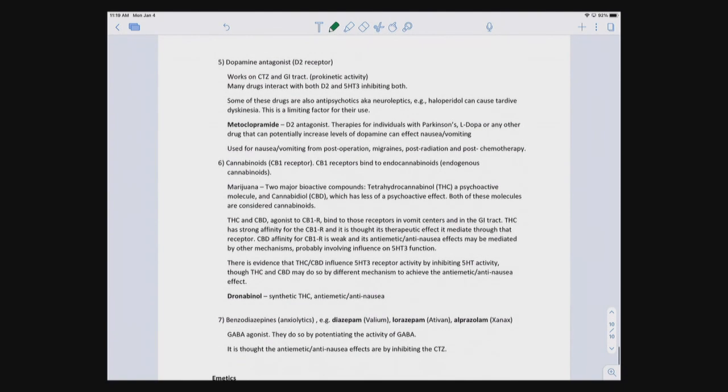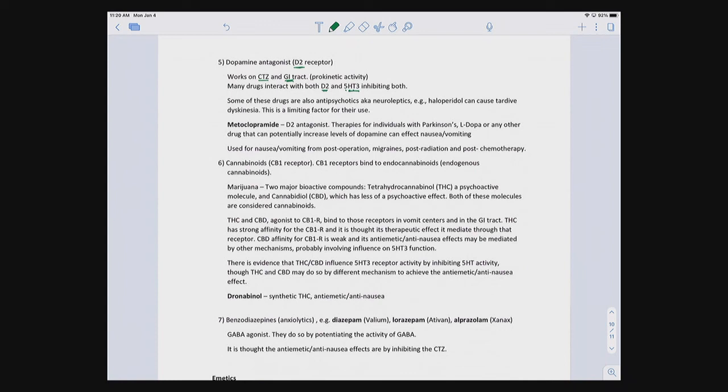Next category would be dopamine antagonist, and we're particularly talking about the D2 receptor. So this class of drugs is going to work on the central trigger zone and the GI tract. These drugs that work on the D2 receptor also have a prokinetic activity. Prokinetic activity means you give the drug and it's going to increase GI gut motility. Many of these drugs not only interact with the D2 receptor, but they also cross-react with the 5-HT3 as well, so actually inhibiting both, which can make them a powerful antiemetic, anti-nausea drug.